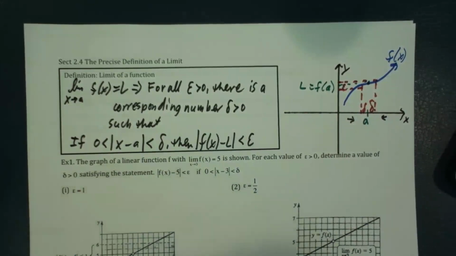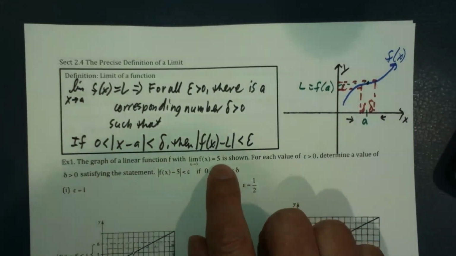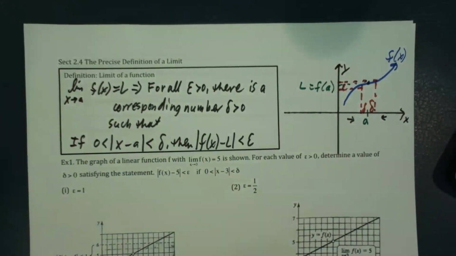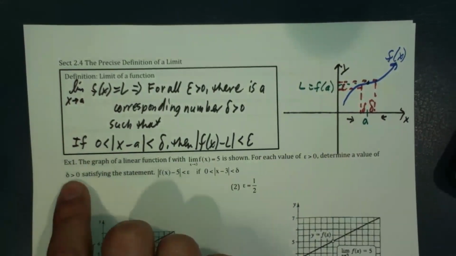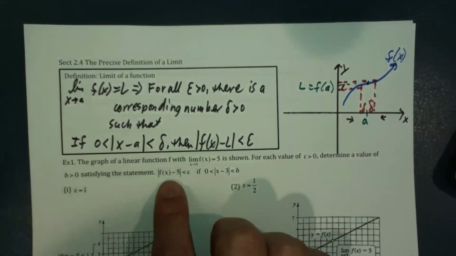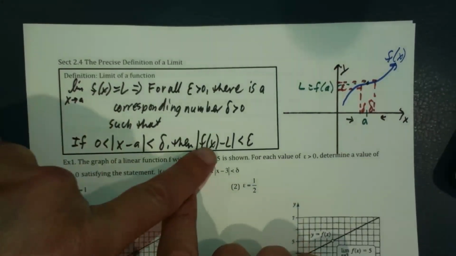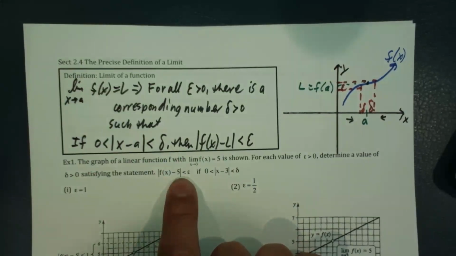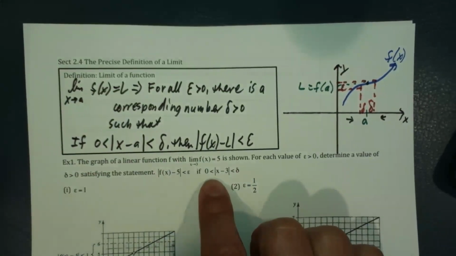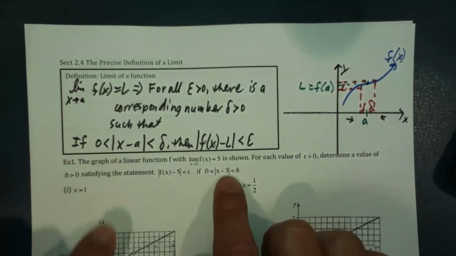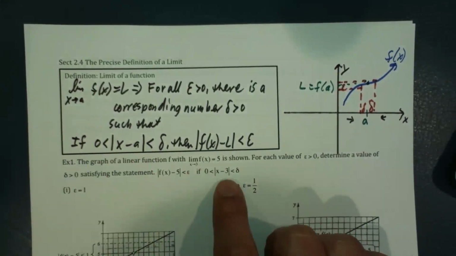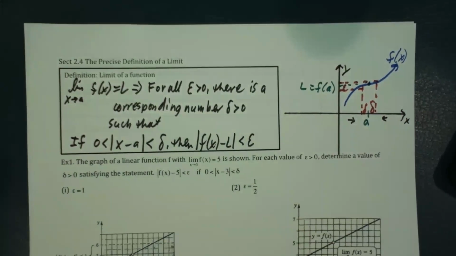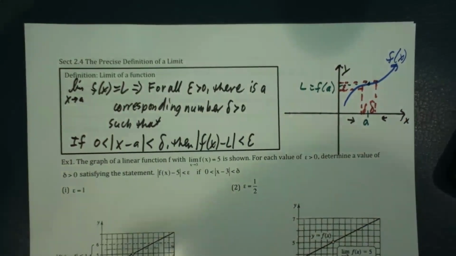The graph of a linear function f with the limit as x approaches 3 of f of x equals 5. So 5 is the limit L. For each value of epsilon, which is positive, determine a value of delta which is also positive, satisfying this statement that f of x minus 5, in this case, is less than epsilon, if, and now we're to here, x minus 3 in this case, because that's the limit there. And notice it's a minus, so it's always the opposite sign of what you see there, is less than delta. So let's see exactly what we mean by that.